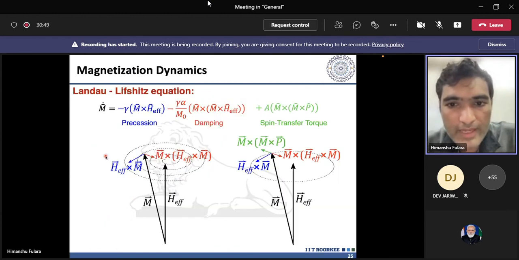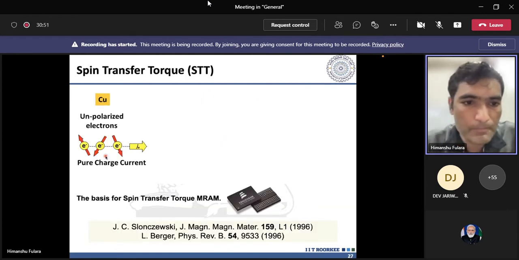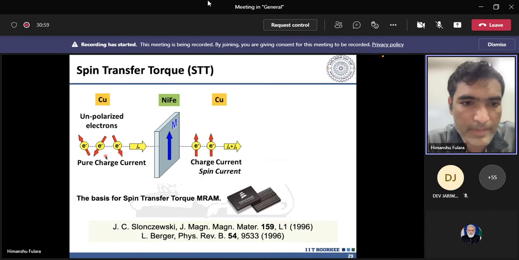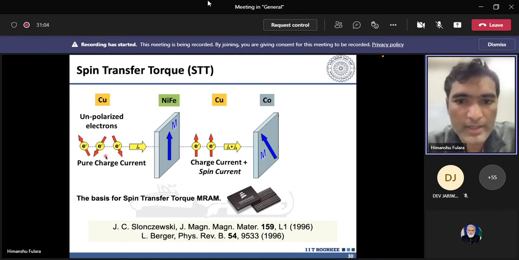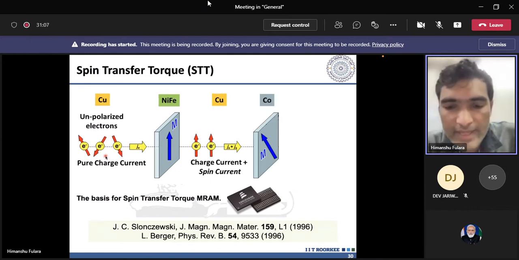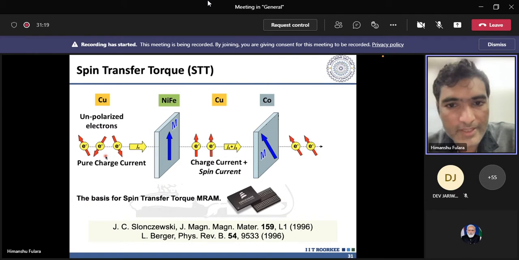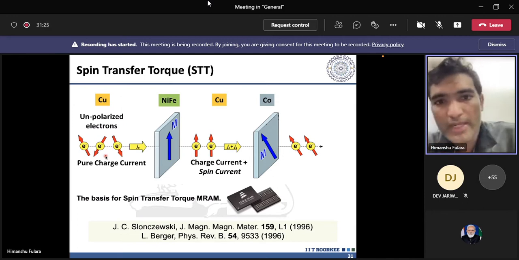We are doing it in this way, like I explained to you. So we have this pure charge current here, in which we have spin up and spin down electrons. And then when we pass through a ferromagnetic layer, it becomes spin polarized. So you see this becomes spin polarized. And then when we pass through this another ferromagnetic layer, depending on the direction of the current, it has the ability to exert some torque on the magnetization vector and drive the magnetization dynamics in this another layer. So by doing this, we are trying to drive the dynamics of the magnetization in one of the ferromagnetic layers with the help of a spin polarized current.